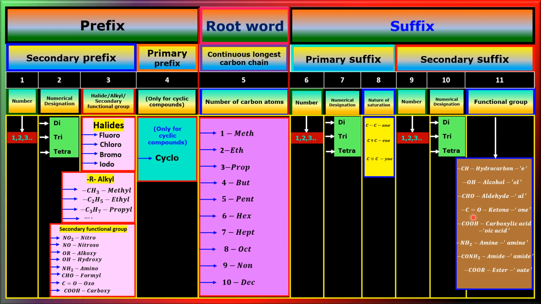So functional groups are specific atoms or groups of atoms that are responsible for the chemical properties and reactivity of organic compounds. Okay, so this is a brief description about the IUPAC naming structure. I already covered this in my first video. However, I am just reminding once again.